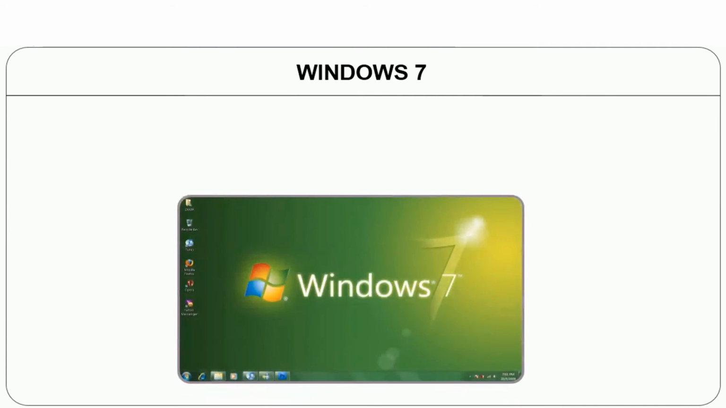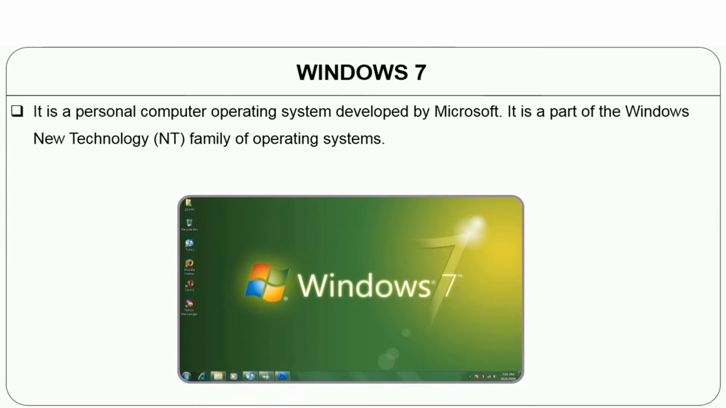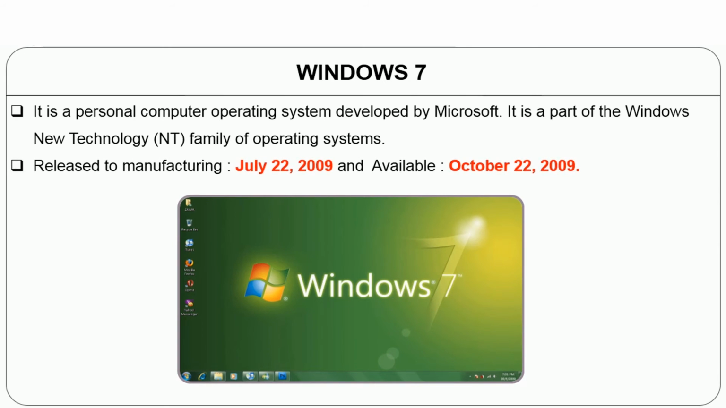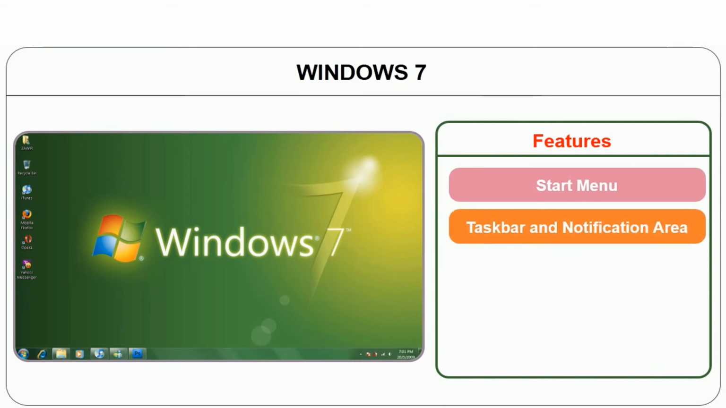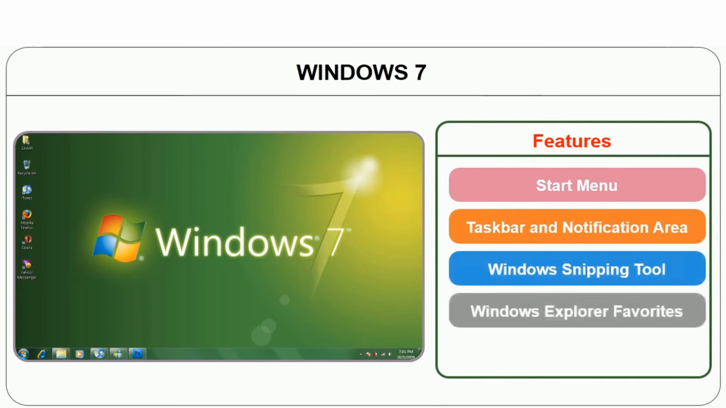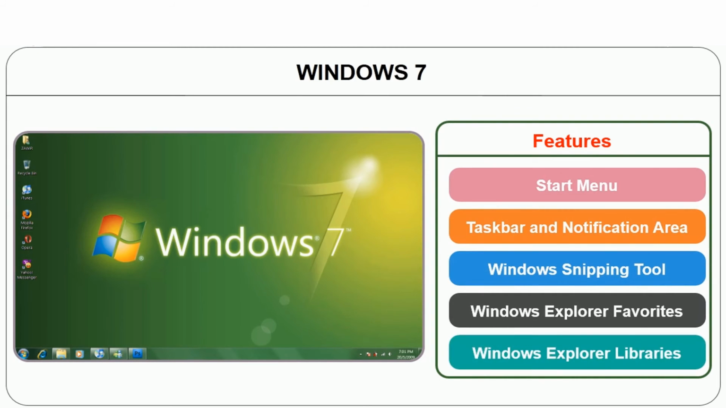Windows 7 is a personal computer operating system developed by Microsoft. It is a part of Windows New Technology, that is NT family of operating systems. Windows 7 was released to manufacturing on July 22nd, 2009 and became generally available on October 22nd, 2009. Features of Windows 7 are Start menu, taskbar and notification area, Windows snipping tool, Windows Explorer favorites, Windows Explorer libraries, etc.